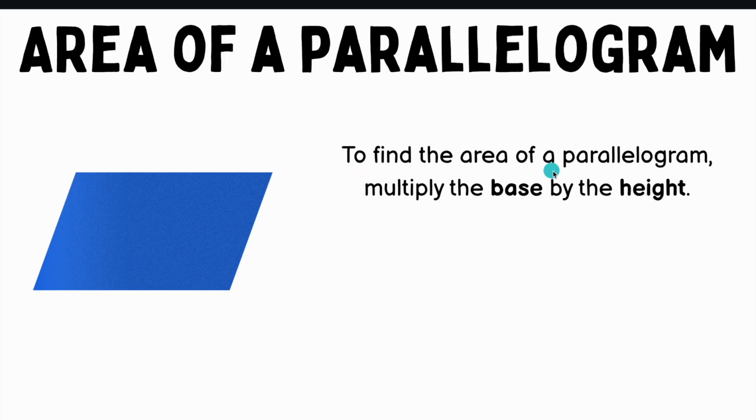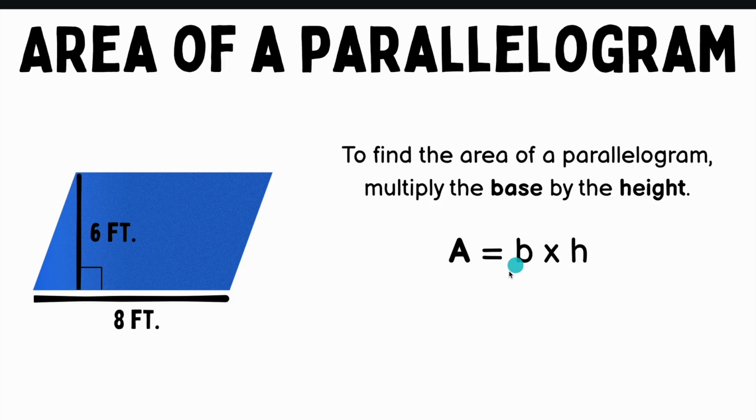To find the area of a parallelogram, multiply the base by the height. This is the base. The base of this parallelogram measures 8 feet, and the height is 6 feet. So we will use the formula area equals base times height. We know the base is 8 feet, and the height is 6 feet. We know that 8 times 6 equals 48. That means the area is 48 feet squared.